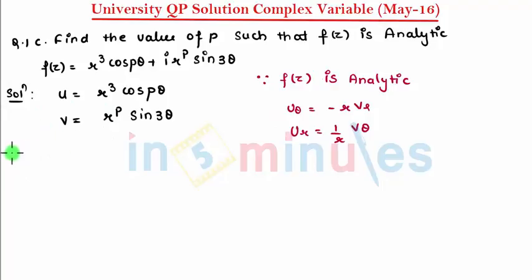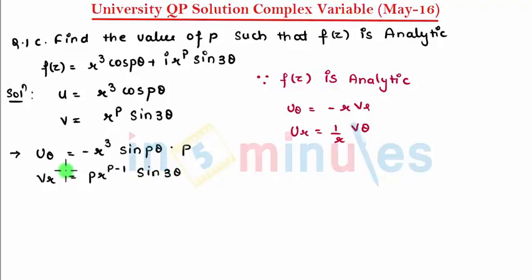So what I do first, let's find u theta. If I find u theta, I get r cube and minus of sine p theta into p. Then vr, with respect to r I need to do, so I can write here p r raised to p minus 1 sine 3 theta. So let's substitute both these values in my equation number 1.